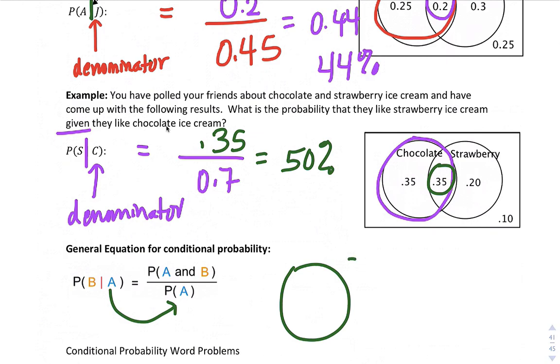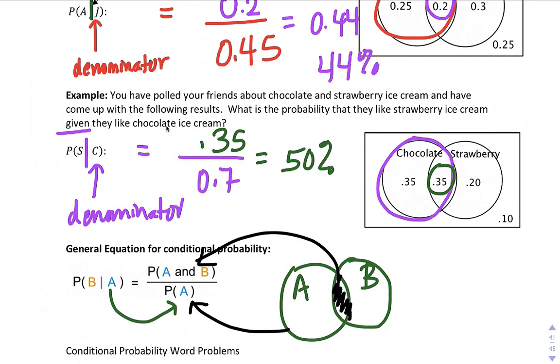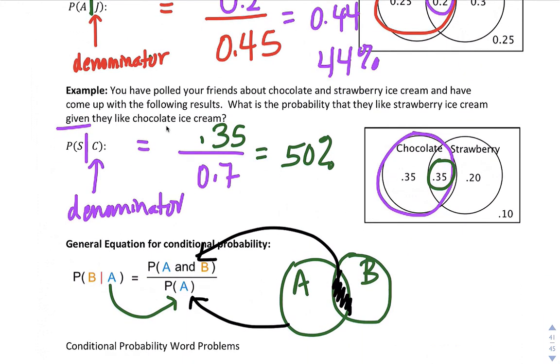So if I draw this up. Okay, so this is circle A. This is circle B. So again, the A circle goes on the bottom, and then the probability of A given B, that part goes on the top. So if you look at our previous two examples, it kind of follows that trend.